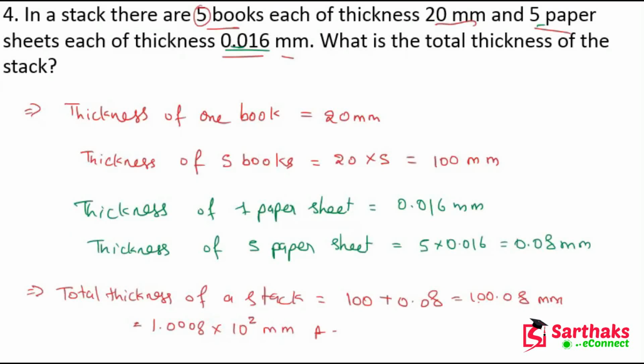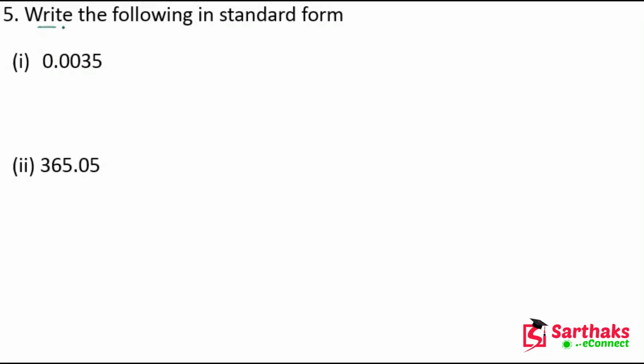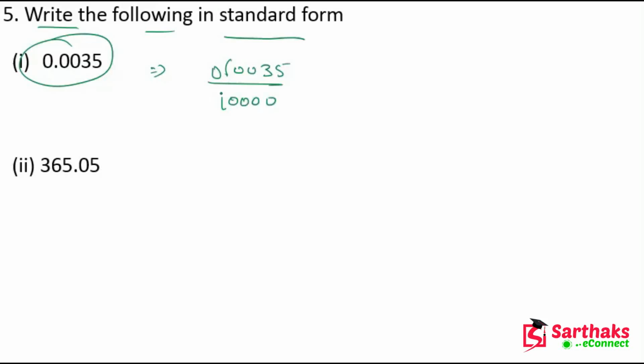Okay, my dear friends. Now write the following in standard form. So how can we write it? This is again very easy. Here we can write it as 0.0035. If we remove this point, we get 10000 in the denominator, because after this decimal we have 4 digits. So we can write it as 35 upon 10,000. Understand, my dear friend?